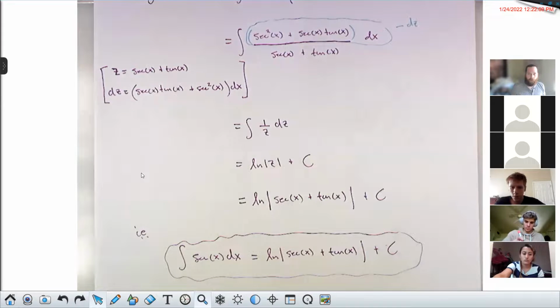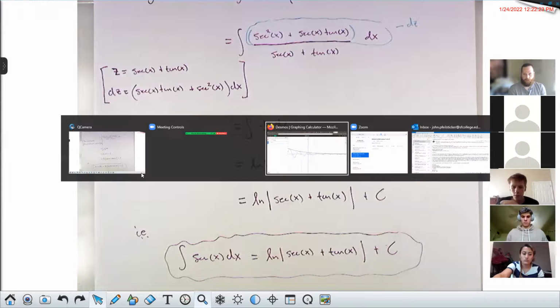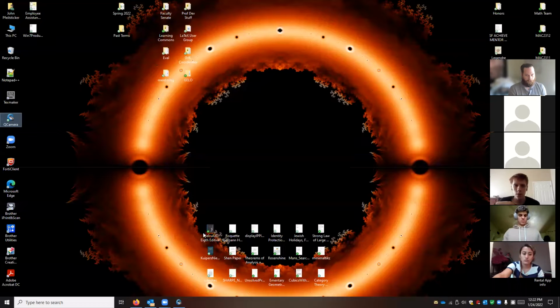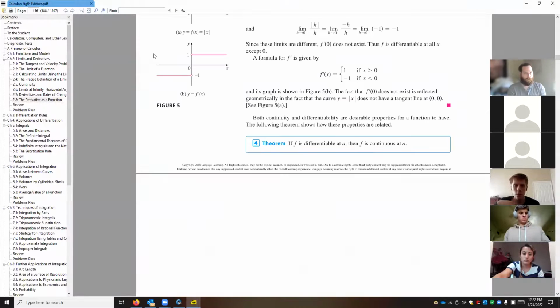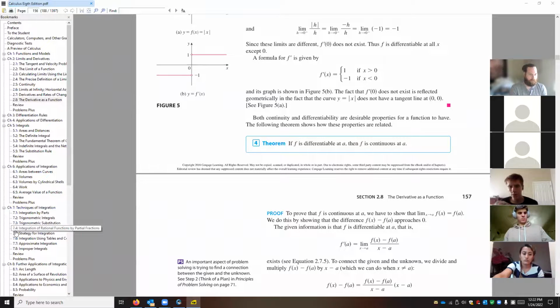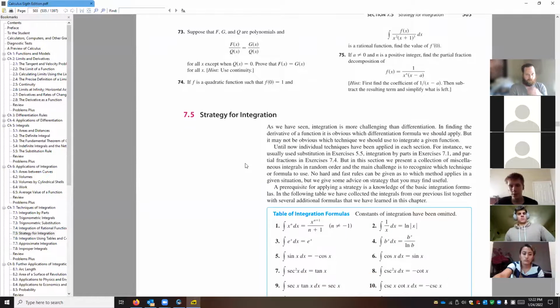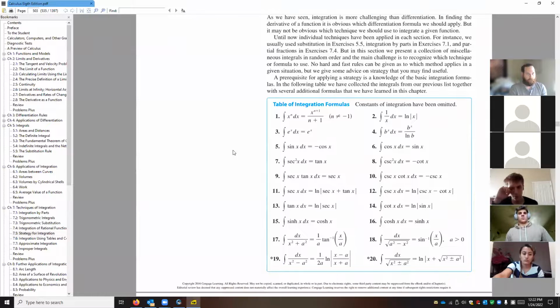The good news is that now you know the antiderivative or integral of all 6 trig functions: sine, cosine, secant, tangent, cosecant, cotangent. Cosecant and cotangent follow precisely the same rules. They're in your textbook. There is a place in your book where you can find a table of all the basic known antiderivatives. The most complete one is in section 7.5, page 503.